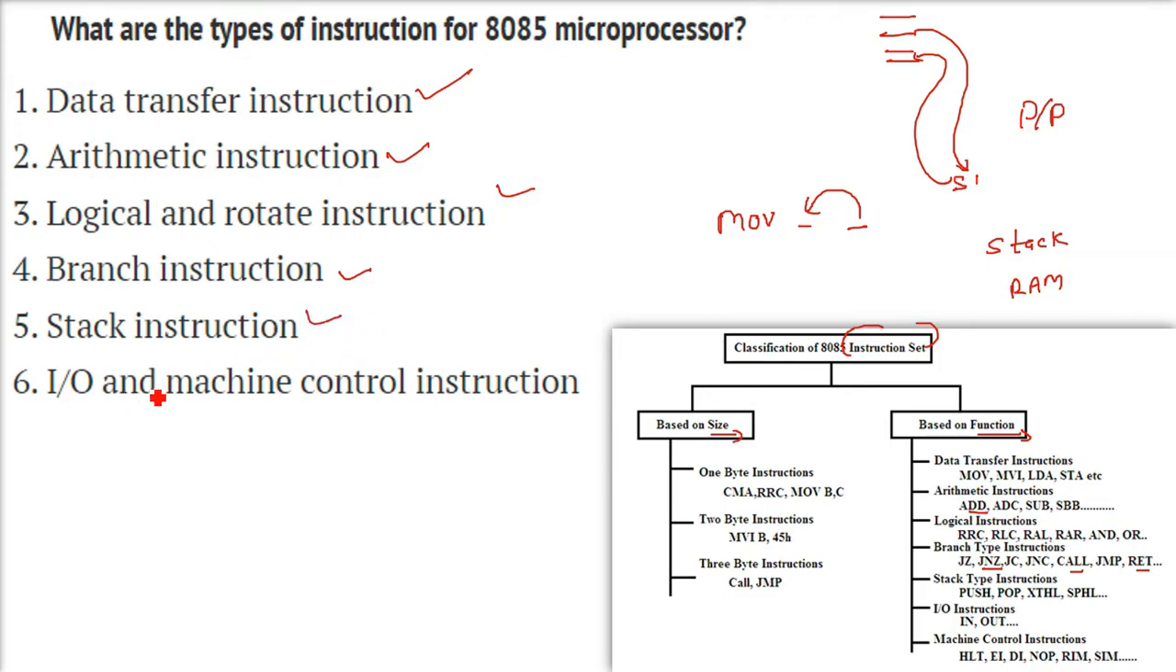Then comes the input output instructions. We'll just combine these two, input output and machine control instructions, like HALT and all others like this. So we have input output and machine control instructions.